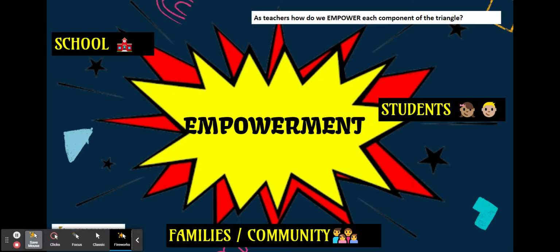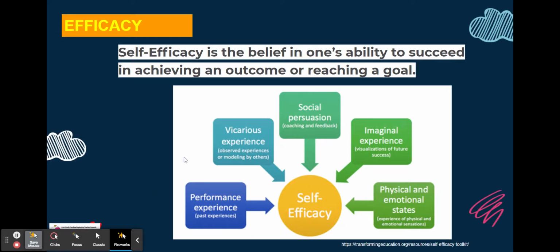So back to the word empowerment. Here we go again. School, students, family, and community. As teachers, how do we empower each component of the triangle? And I'm going to dive right into that. So I'm going to start off with efficacy first.